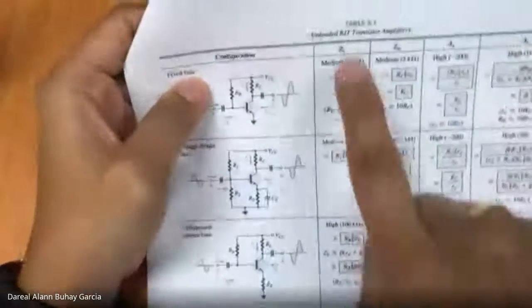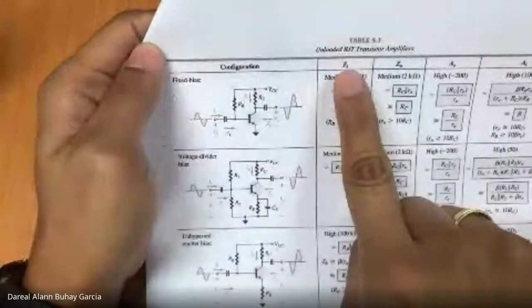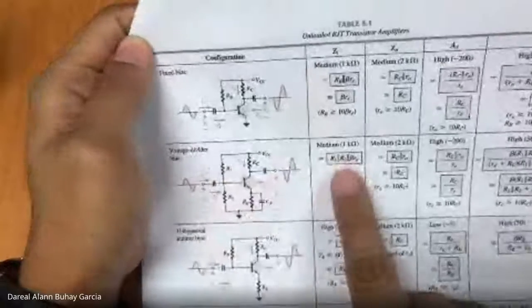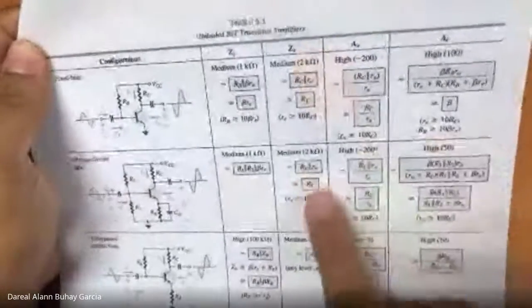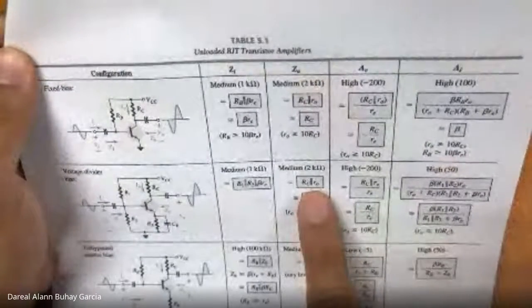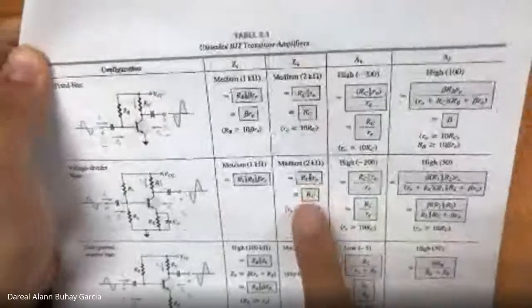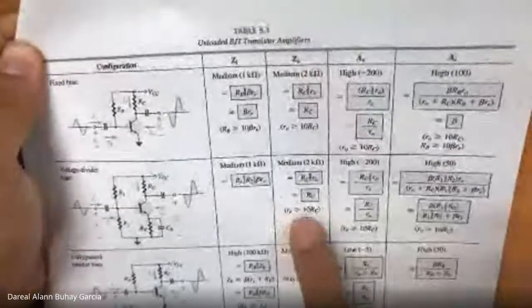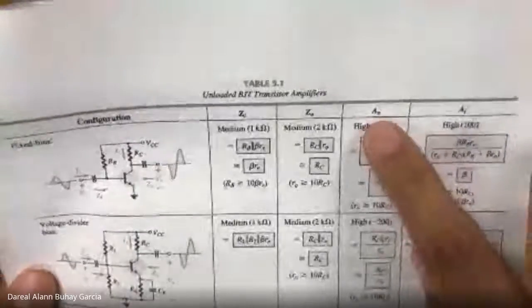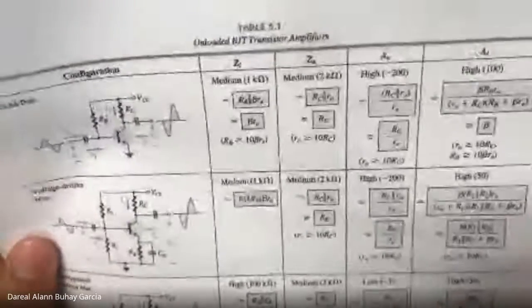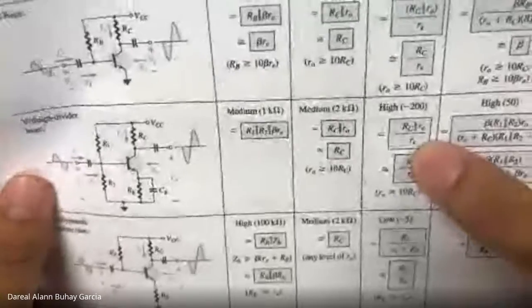You notice ZI, the input impedance for a voltage divider, is R1 parallel R2 parallel with RE. Okay? Output impedance is kani RC parallel RO. I-approximate niya RC kung RO is 10 times greater than RC. Pero wala man ko nagamit, no? Mao ra gigamit kanina, RC parallel RO. Voltage gain is RC parallel RO over RE.